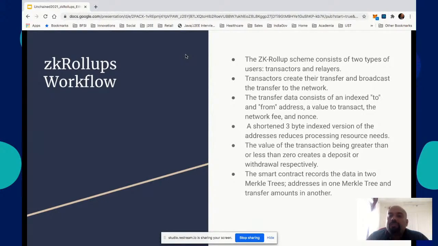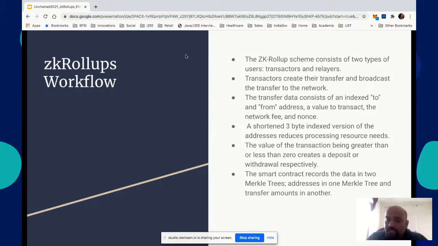And the transfer of data consists of an indexed version of to and from addresses, a value to transact, and a network fee and a nonce. So the data structure of the transfer consists of to and from addresses, a value, a fee and a nonce. The shortened 3-byte indexed version of the address reduces the processing resource needs.